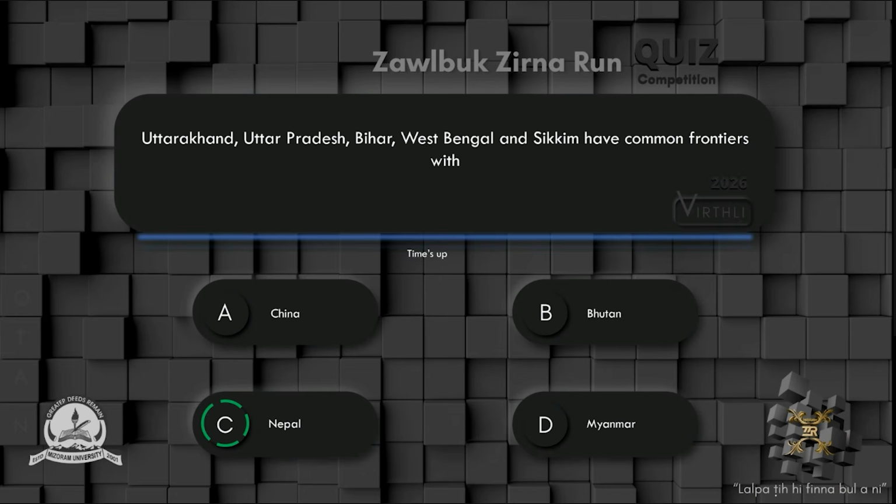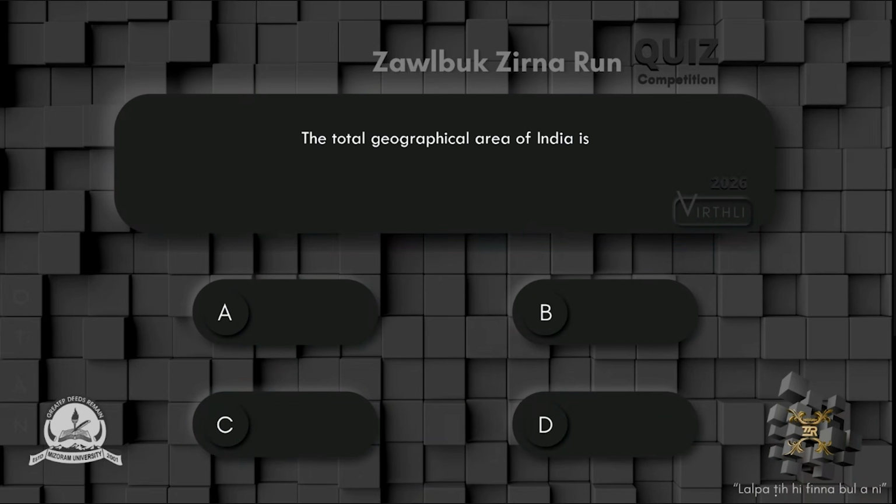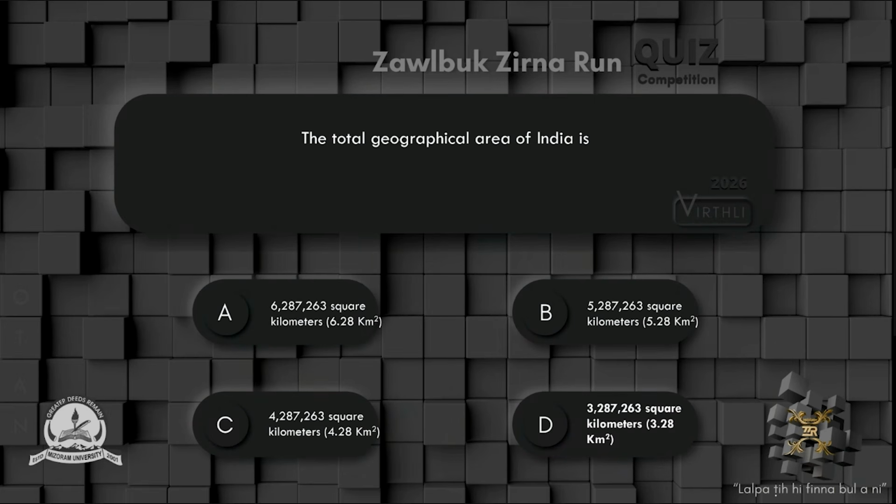This is your question. The total geographical area of India is A, 6287263 square kilometers, B, 5.28 kilometers square, C, 4.28 square kilometers, D, 3.28 square kilometers. And your time starts now.